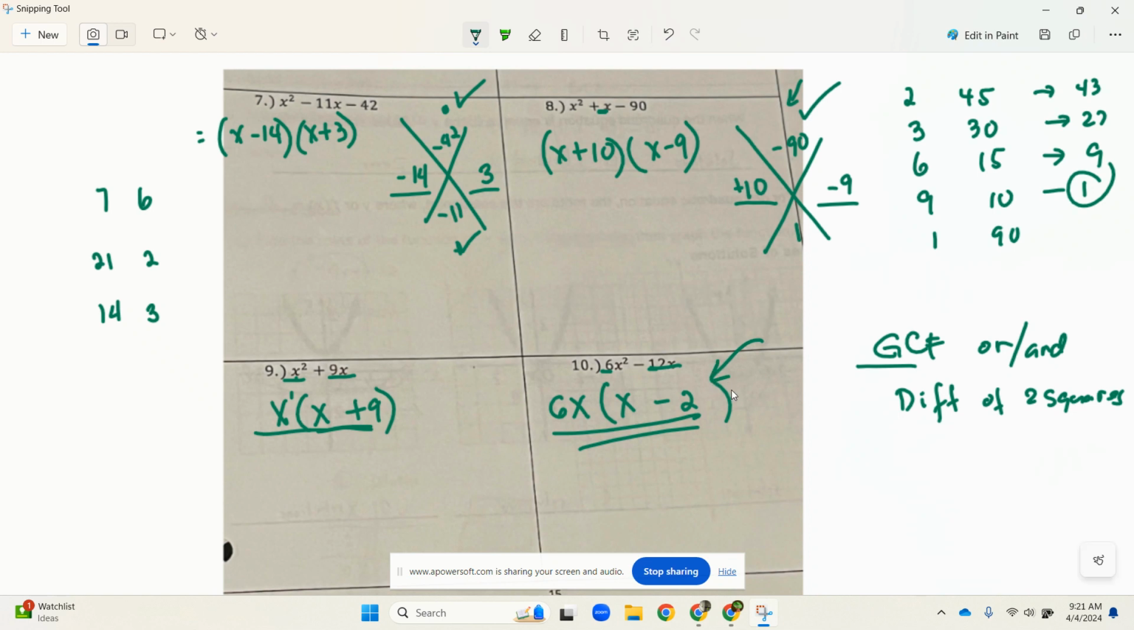Now, always double check the one in parentheses. Can you factor them some more? Because if you can, then you should. But in this case, that's it.